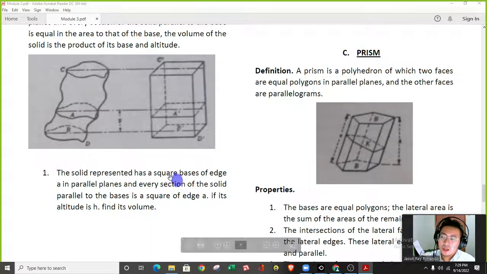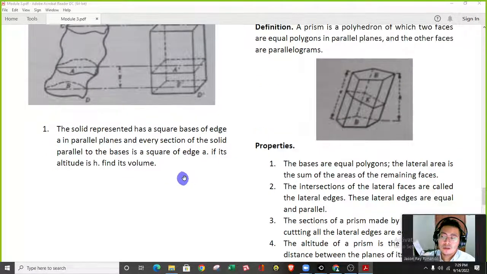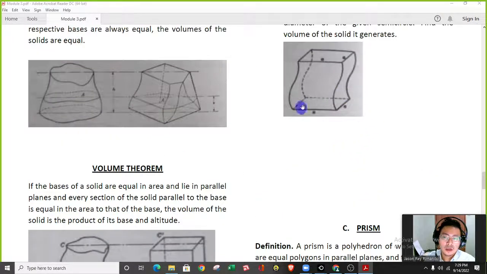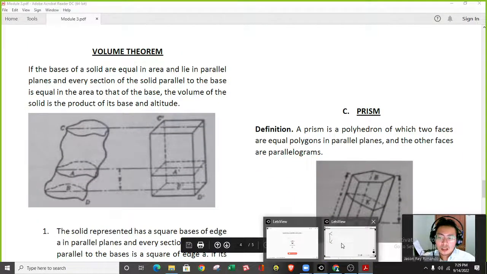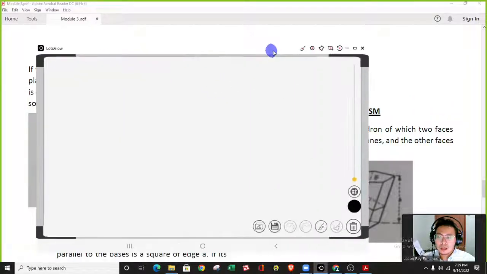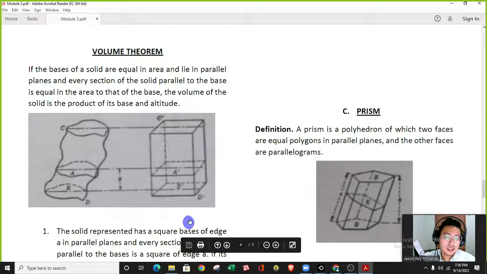Let's try. The solid represented has a square base of edge A in parallel planes, and every section of the solid parallel to the bases, okay, is a square of edge A. If its altitude is h, find its volume. Okay, so ito ata yung figure na yon, iba yung nailagay. So how do we solve for its volume? Simply area of your base times height. Okay, so volume is equals to your area of the base or kahit anong section multiplied by your height. Okay. So kahit anong figure niya, same pa rin. Area times height. Okay, so long as your section is the same.